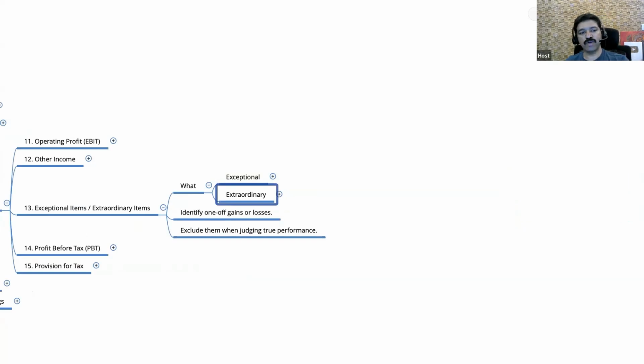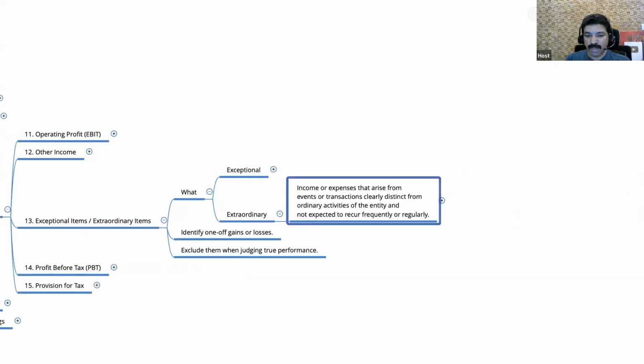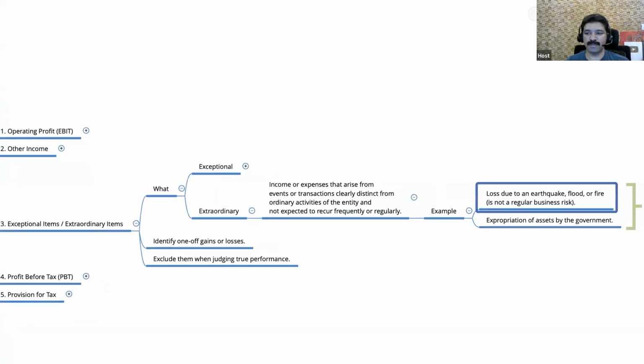Then what are extraordinary items? These are all income or expenses that are not because of the normal activity. They are not from ordinary activity. They are from one-off activity. It means these activities are not expected to recur. They will not be repeated. They will not be happening again and again. That's what we call extraordinary items.